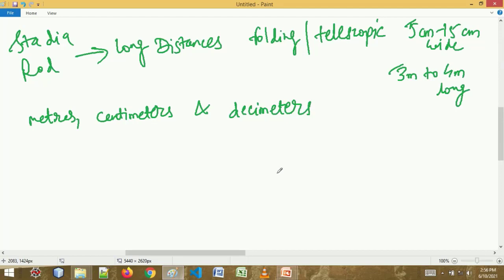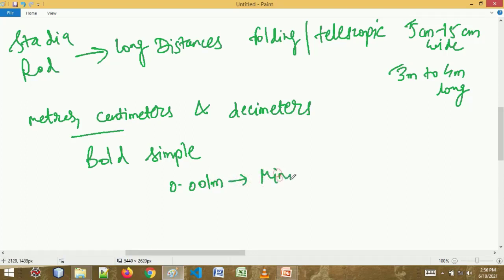The pattern of graduation should be bold and simple. These readings should be bold so that they can be read from a longer distance, and simple, not very complicated cursive writing should be used in the graduations. The minimum reading that can be taken from this stadia rod is 0.001 meter.